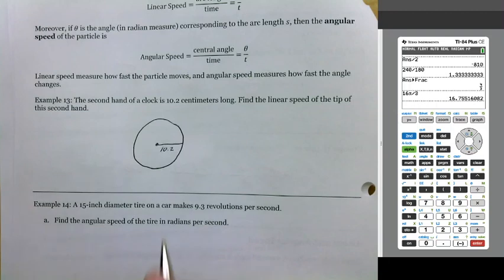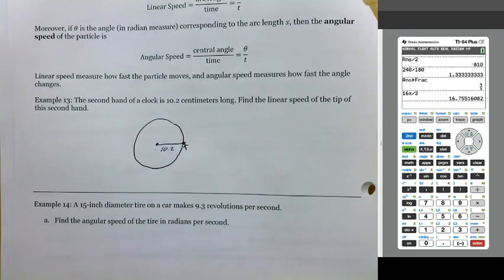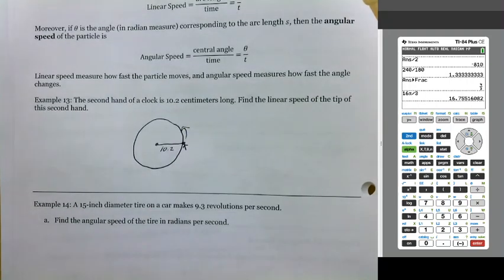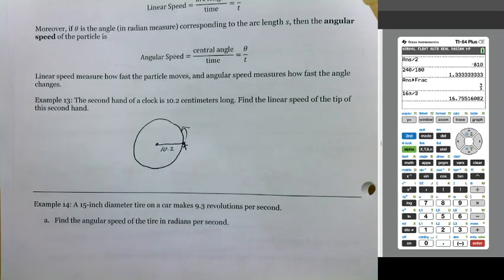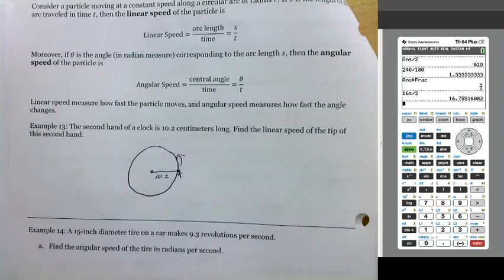And what we're trying to find is the linear speed of the tip of the second hand right here. So we want to know how quickly is that rotating. Well, not how quickly it's rotating, how quickly is it moving along the outside. And I'm going to use this linear speed calculation here, where we have to take the arc length and divide it by the time. So, how can we figure that out?